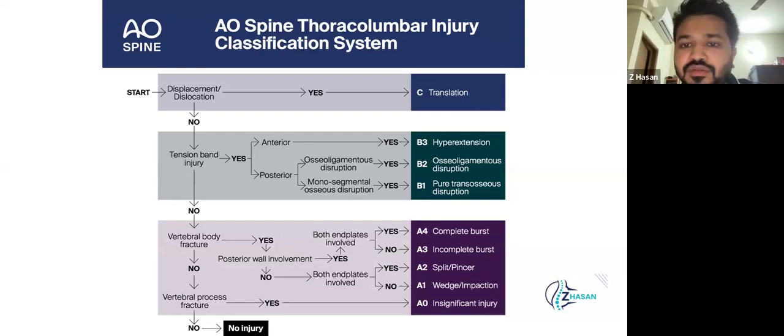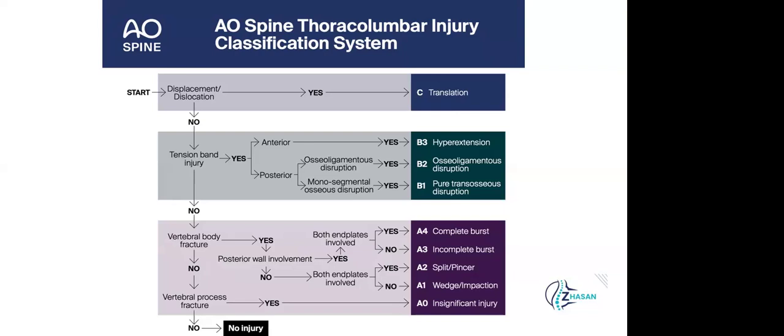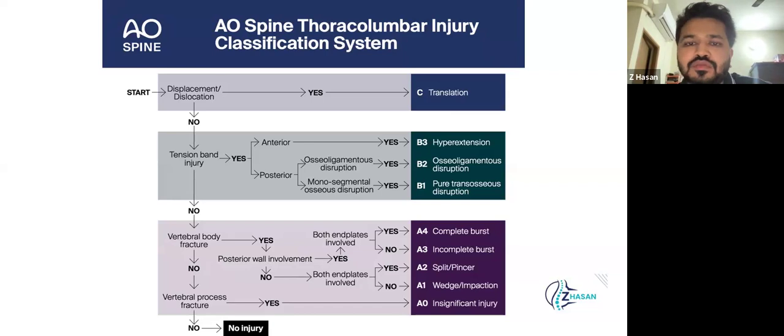Yeah, sure. This classification, I think it is very difficult to diagnose by seeing only the X-ray in the emergency room, because translation and osteoligamentous disruption, also complete or incomplete burst fracture, may become clear after seeing the CT and MRI.